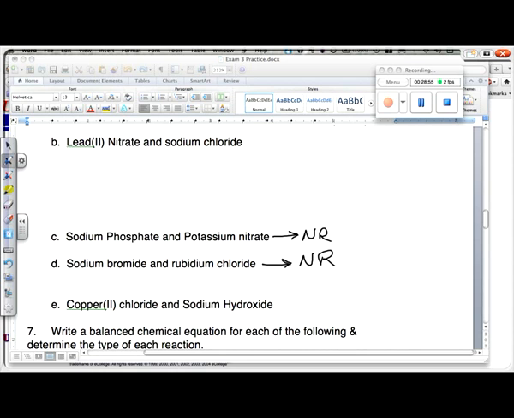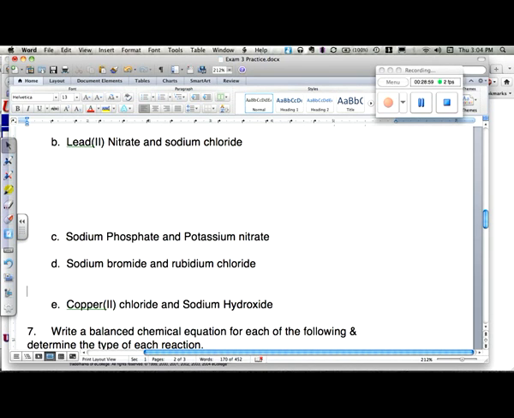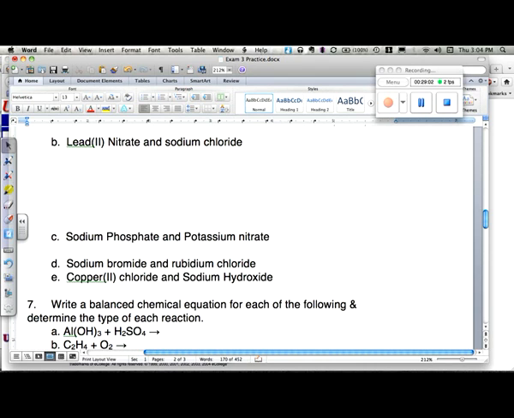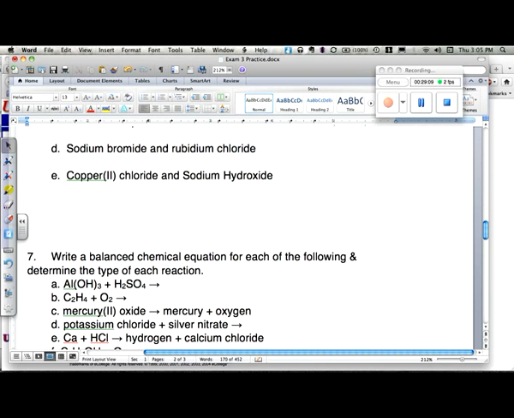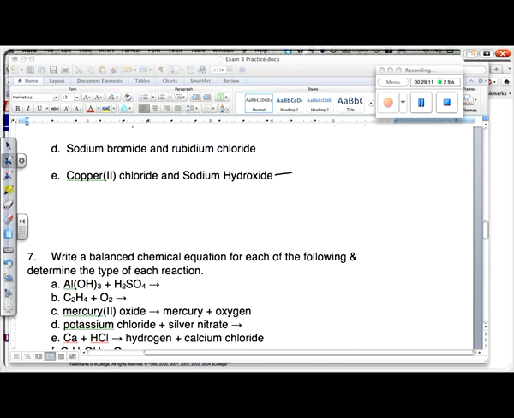Okay, E does have a reaction. So let me get rid of a little space here, get some more under E, and do a little scrolling. Okay. All right, so we do have a precipitate in E. Copper 2 hydroxide is our precipitate. If you look on your solubilities, most hydroxides are not soluble. So this is our solid, plus sodium chloride, which of course is soluble.